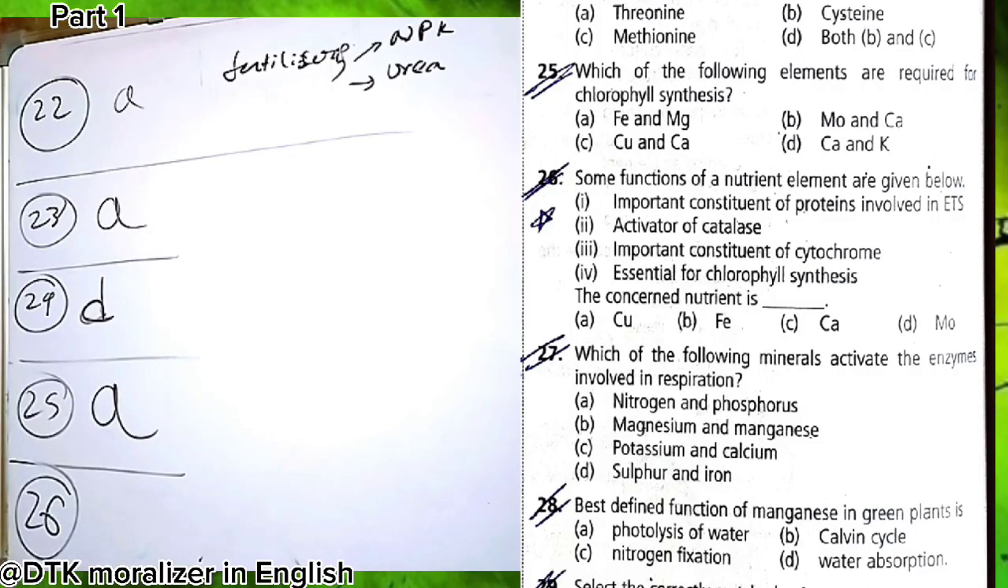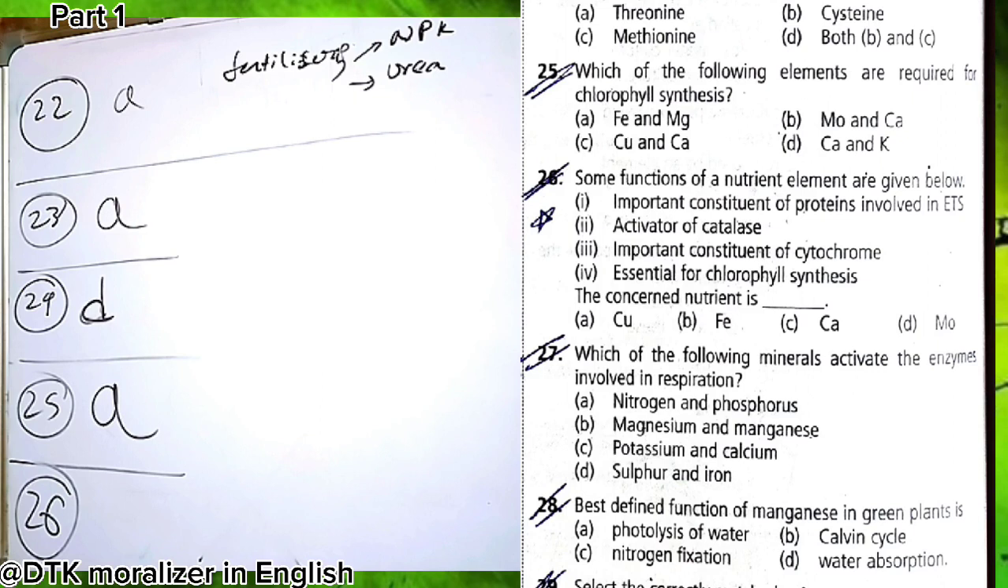26th question. Some functions of a nutrient element are given below: important constituent of proteins involved in ETS, activator of catalase, important constituent of cytochrome, essential for chlorophyll synthesis. So as you can see, proteins involved in the electron transport chain. In the electron transport chain, iron is essential.